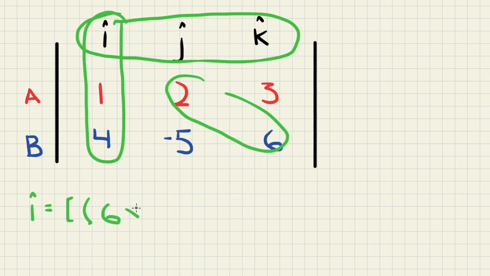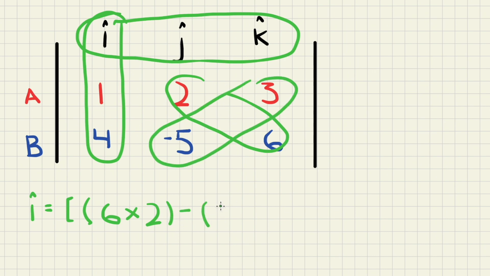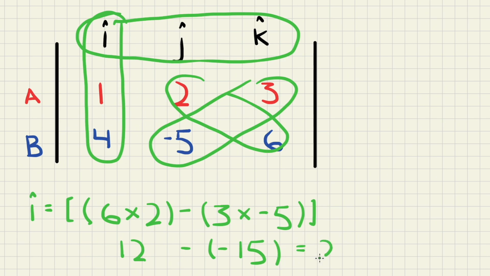6 times 2 minus the product of 3 times -5. So 12 minus -15 is going to give us positive 27. Our I hat value is going to be positive 27.